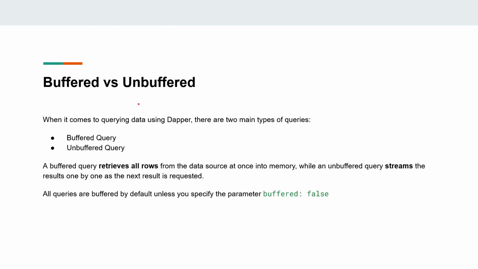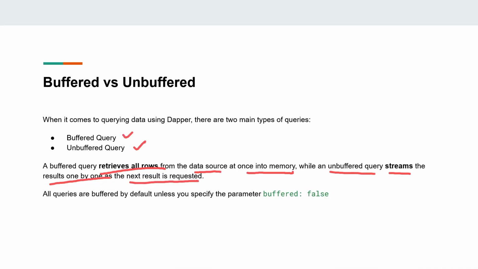When it comes to querying a database using Dapper, there are mainly two types of queries. One is buffered query and one is unbuffered queries. As we have understood, a buffered query retrieves all the rows from the data source at once into the memory. So it will store all the rows at once in the memory, and memory is nothing but a buffer. While an unbuffered query will stream the results one by one as the next result is requested.